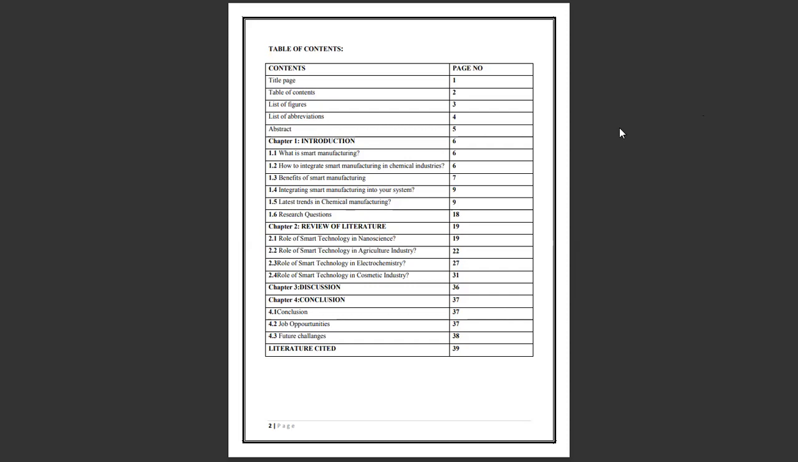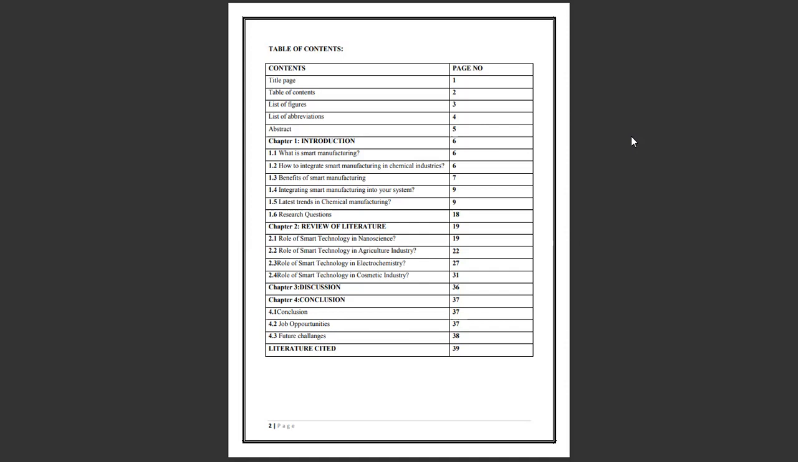In this article, I'll discuss first the abstract, and then its introductory chapter. In this, I'll discuss what is smart manufacturing, how to integrate smart manufacturing in chemical industries, its benefits, integrating smart manufacturing into your core system, the latest trends in smart manufacturing, and some research questions. And then our second chapter is the review of literature.